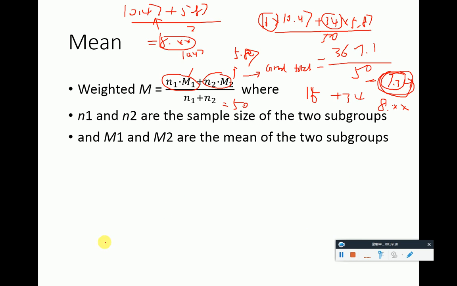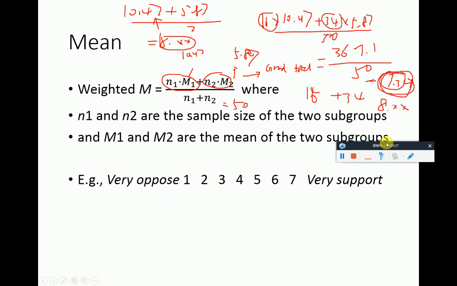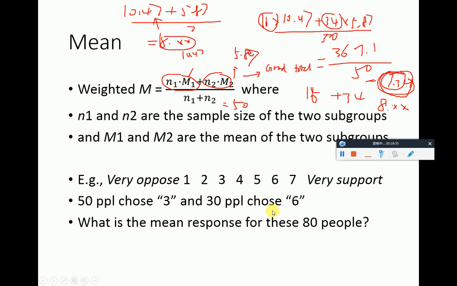Okay, so let's see if we really understand this. I have a second example for you. Let's say on a 7-point scale, from 1 to 7, 50 people chose 3, and 30 people chose 6. My question is, what is the mean response for these 80 people?